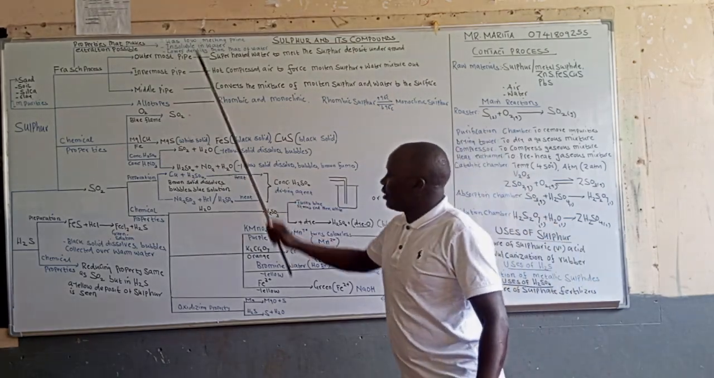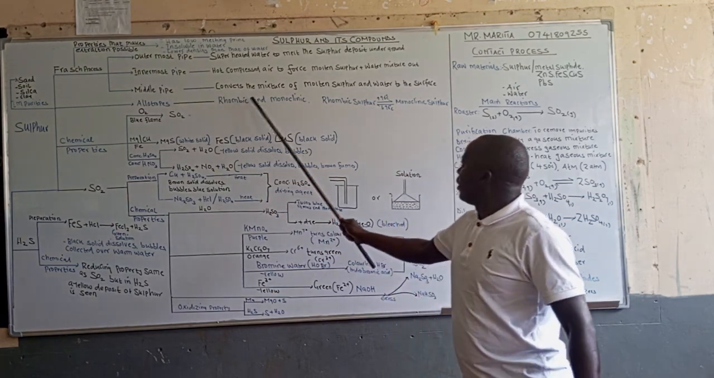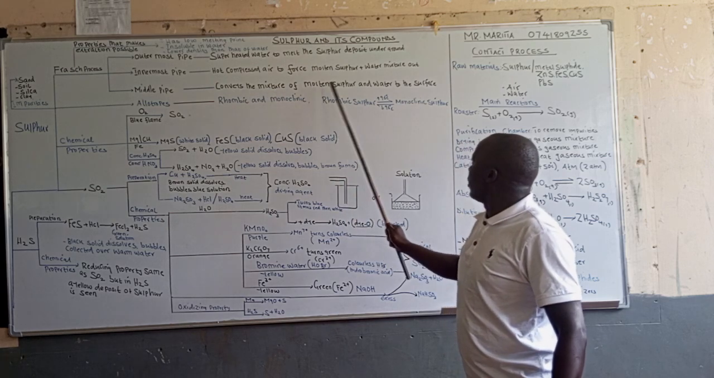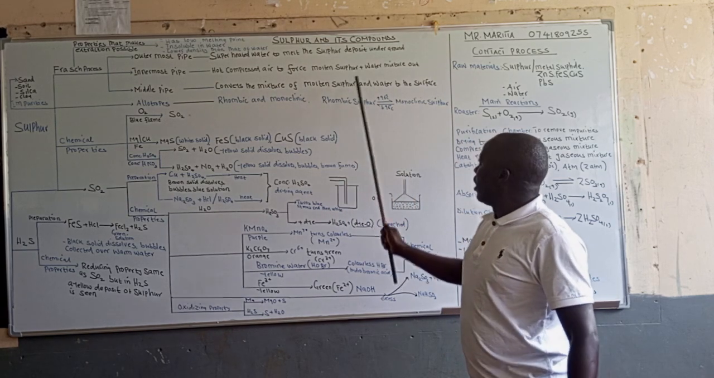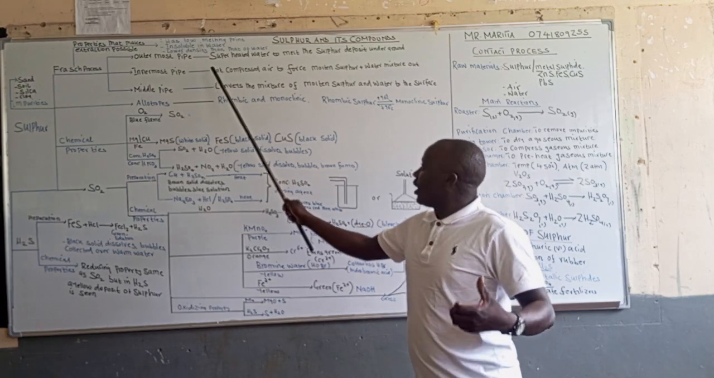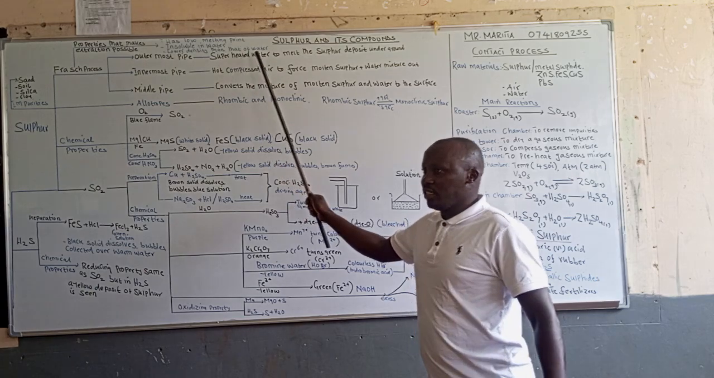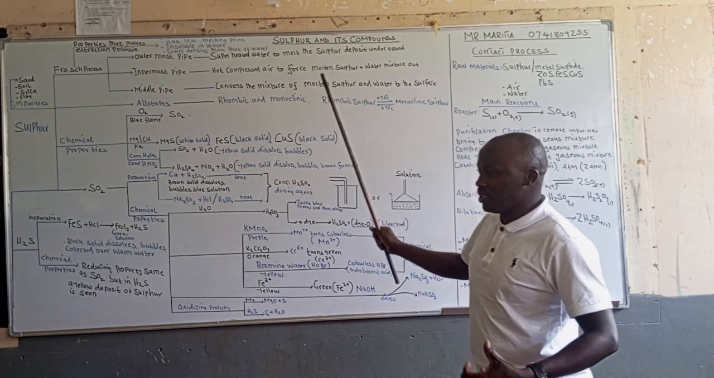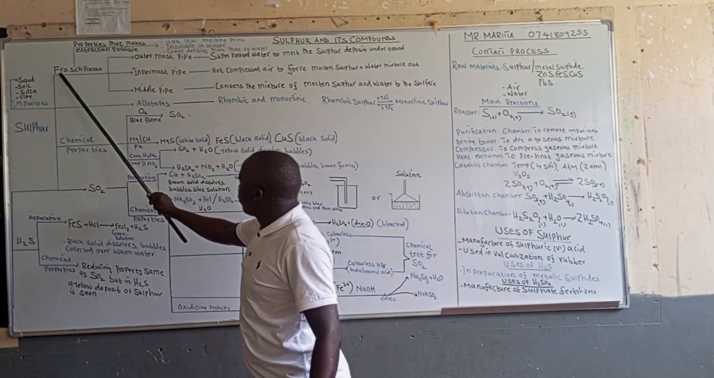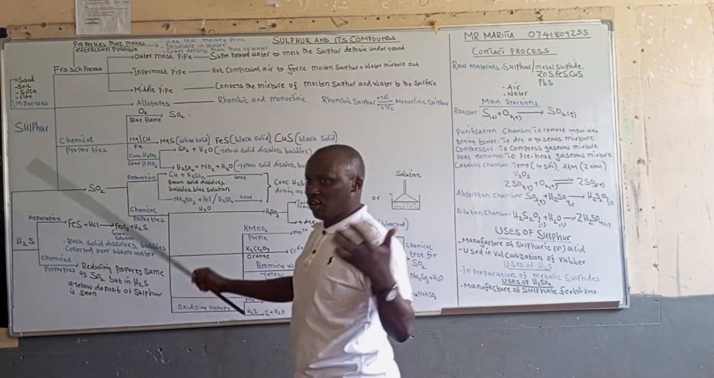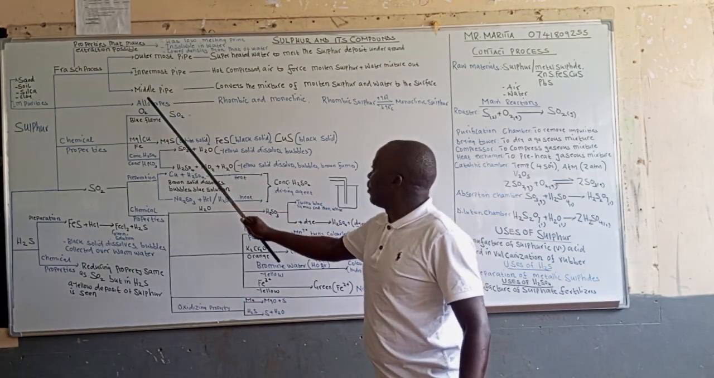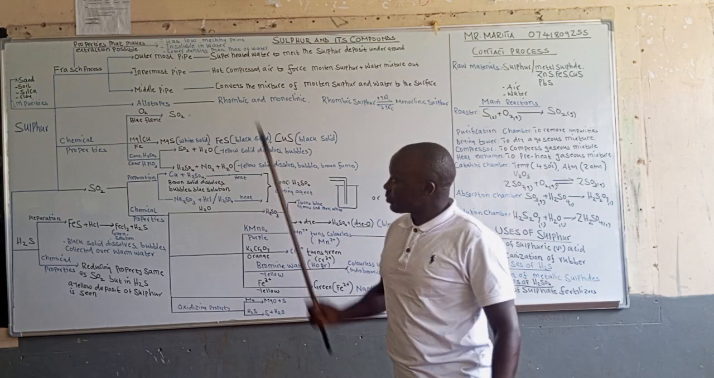Then we have the middle pipe. The middle pipe conveys the mixture of molten sulfur and water to the surface. Remember, the superheated water is heated to a temperature of 170 degrees to ensure that sulfur remains in a molten state. So having that, we have the Frasch process, which is the method of extraction, containing three concentric pipes: the outermost pipe, the innermost pipe, and the middle pipe.